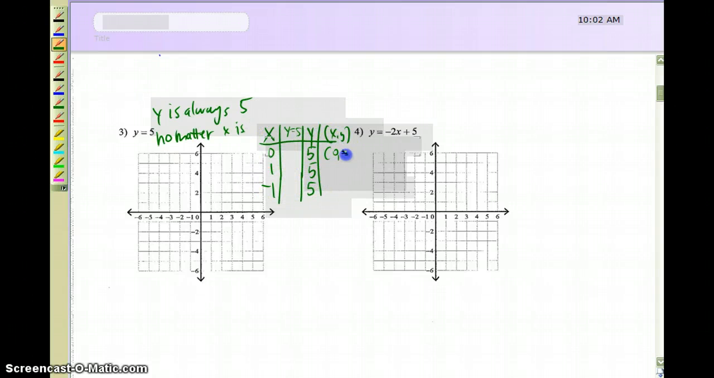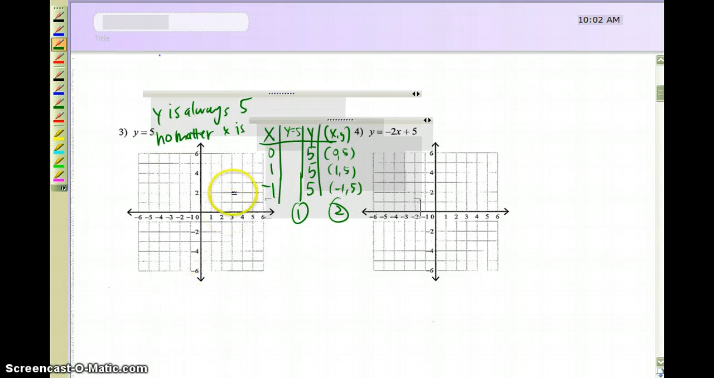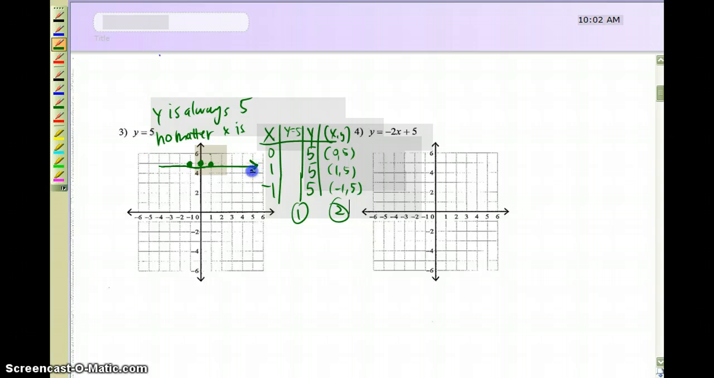So now I have these 3 points, and I do want to write them clearly because I get 1 point for here, a second point for this, and then a third point for plotting them correctly. 0, 5, as I start here, I don't go left or right for 0, and then I go up for 5. 1, 5 means I go here. -1, positive 5 goes here. I'm going to get a nice horizontal line represented by the y crossing the y-axis at 5.